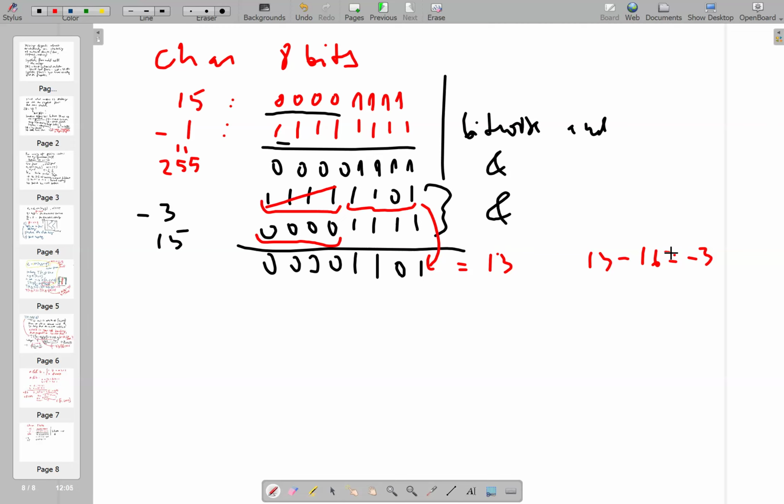Now, does it become more clear how the bitwise AND works? Toma, what about you? Okay.